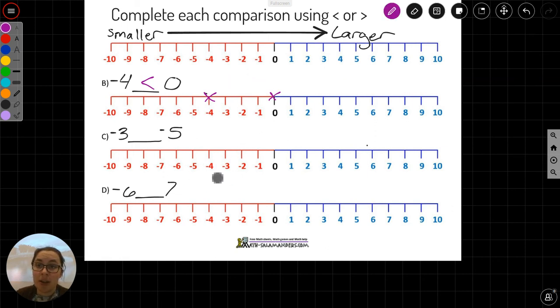Let's look at this one. Negative 3 and negative 5, we'll start by finding them on the number line. Negative 3 is right here. Negative 5 is right here. Which one is farther to the left? Ooh, it's negative 5 this time, boys and girls. So negative 3 is larger, greater than negative 5. Negative 3 is greater than negative 5.